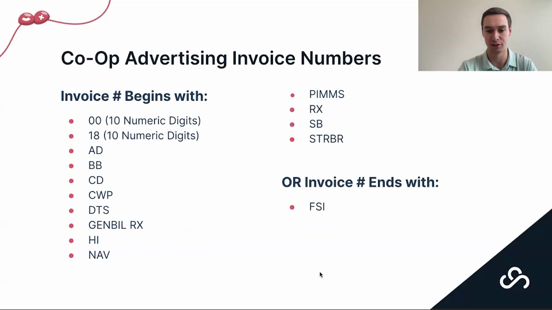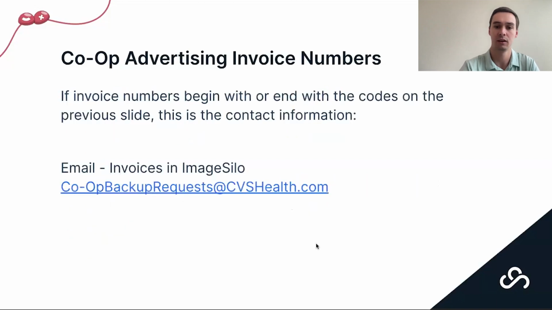Also keep in mind, if an invoice number ends with FSI, that would also fall in this co-op bucket. So if those invoice numbers begin or end with any of the codes on the previous slide, you can also contact the co-op backup request at CVS Health if those aren't available in Image Silo. But if you do have access to the portal called Image Silo, a lot of those will be available there. The email below is available as well.